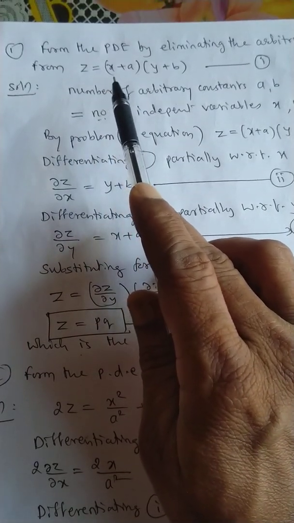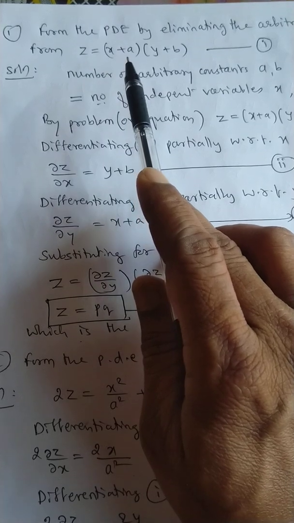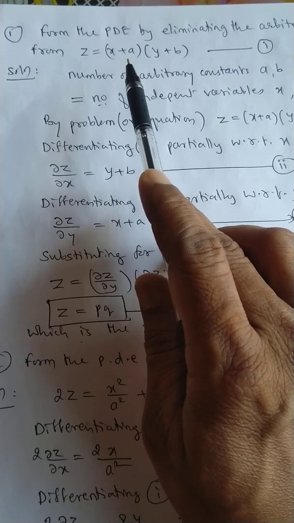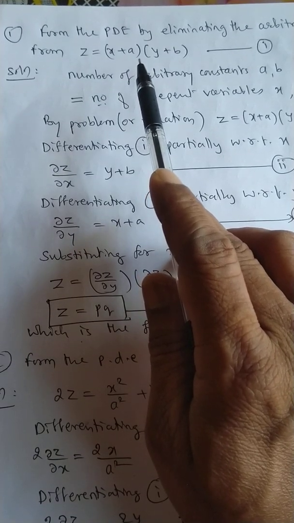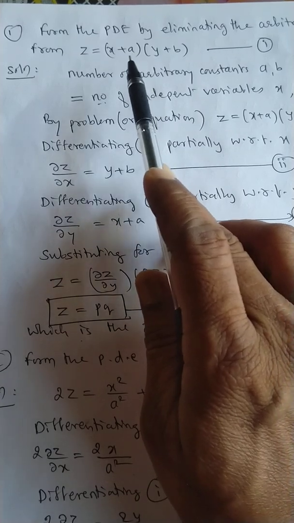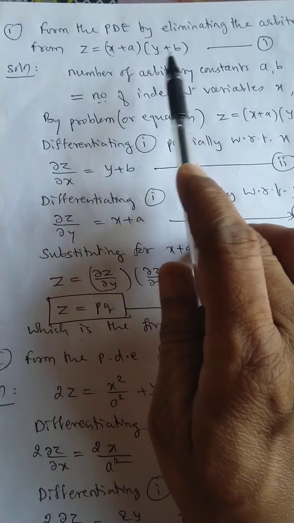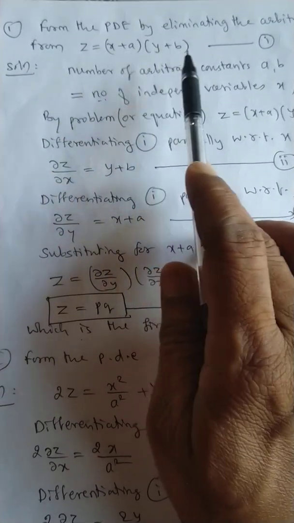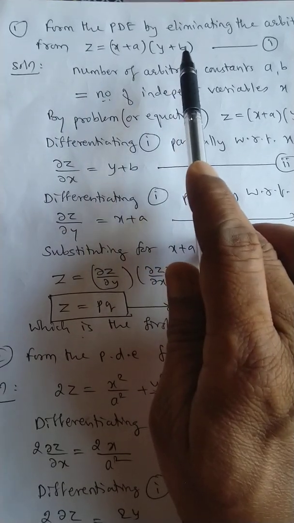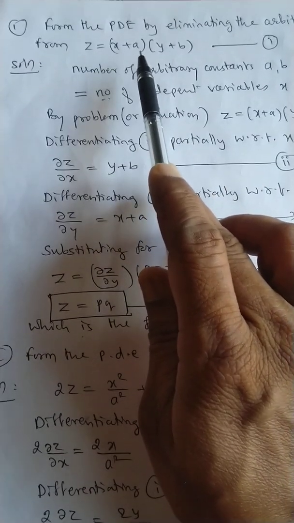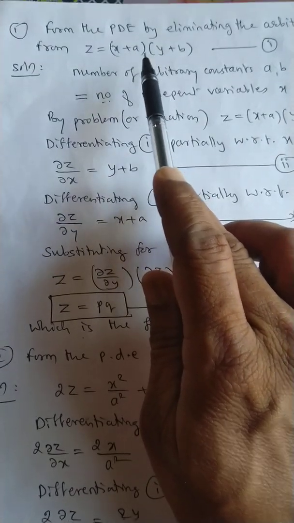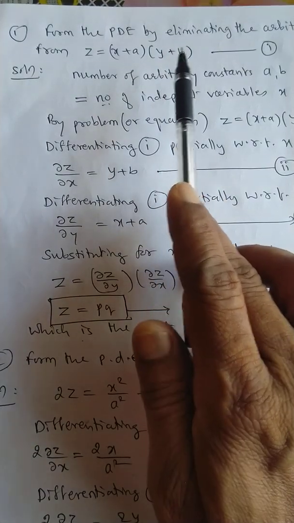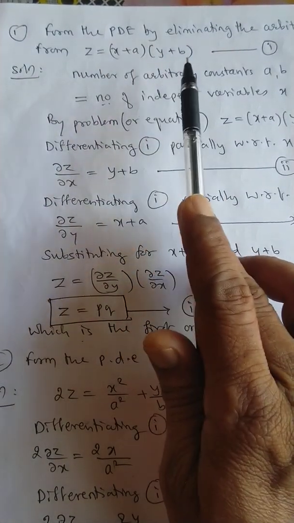By the working procedure of the formation of partial differential equations, if the number of arbitrary constants is equal to the number of independent variables, the partial differential equation we obtain will be of first order. So in this, a and b are not fixed, but they are arbitrary constants, because opening the bracket you will get x into b, that means b is not free from the variable, and a into y, that means a is not free from the variable. So a and b are arbitrary constants, and z is a function of x and y.